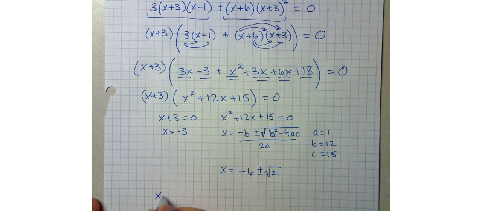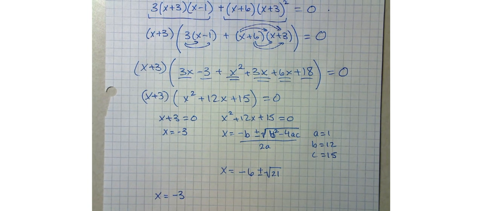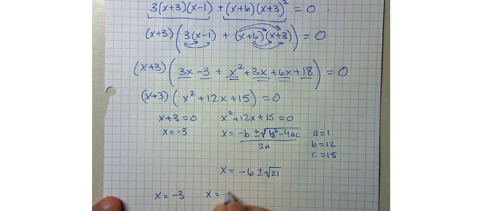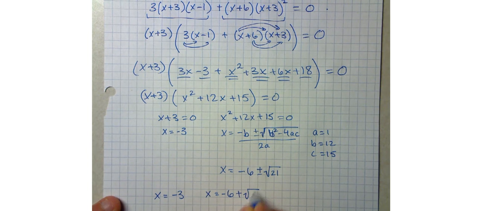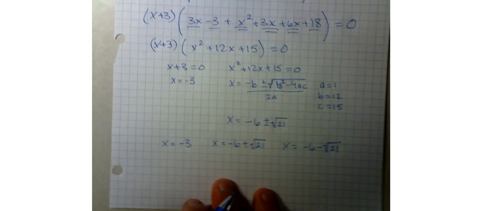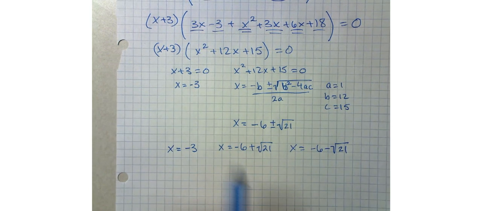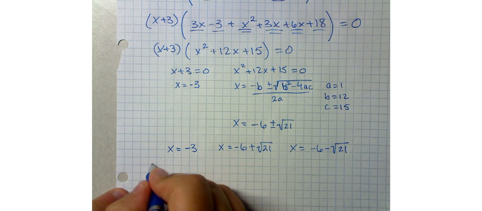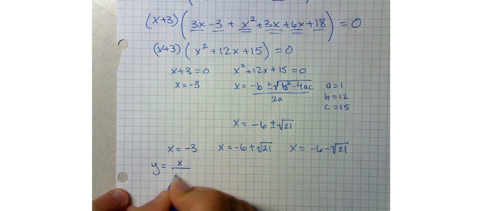Now I have 3 points in which the tangent line crosses the point at 1, 2. X equals negative 3, x equals negative 6 plus the square root of 21, and x equals negative 6 minus the square root of 21. And so, to answer the first part of the question, how many tangent lines pass through the point 1, 2? It's 3.